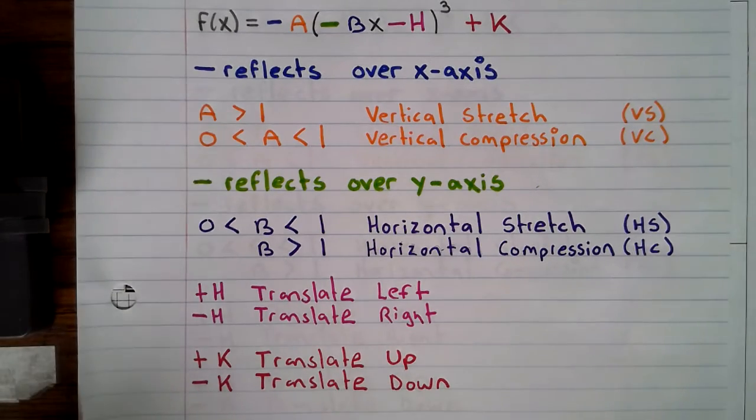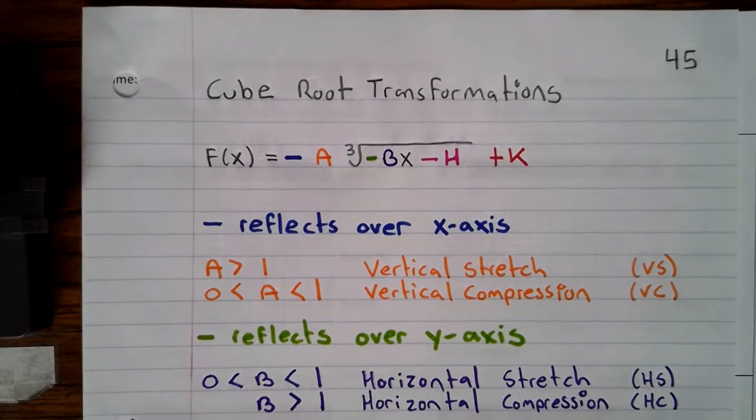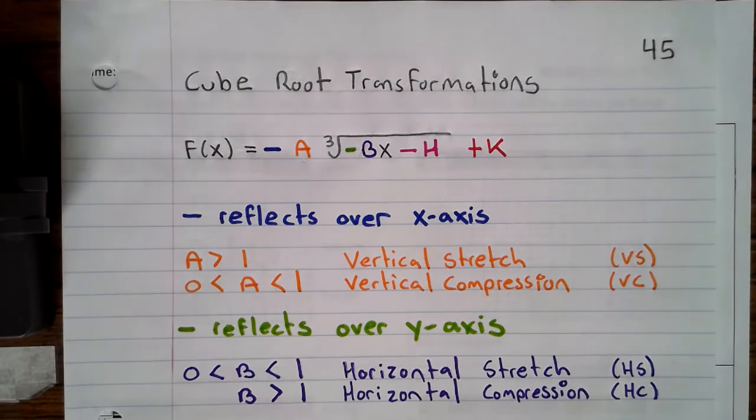We're talking about cubic transformations and cube root transformations. So you're going to need 2 pages of notes for this. Okay. So f of x equals negative a cube root of negative bx minus h plus k. When the negative in front of the a, it reflects over the x-axis. When a is greater than 1, it's a vertical stretch. When a is greater than 0, but less than 1, it's a vertical compression.